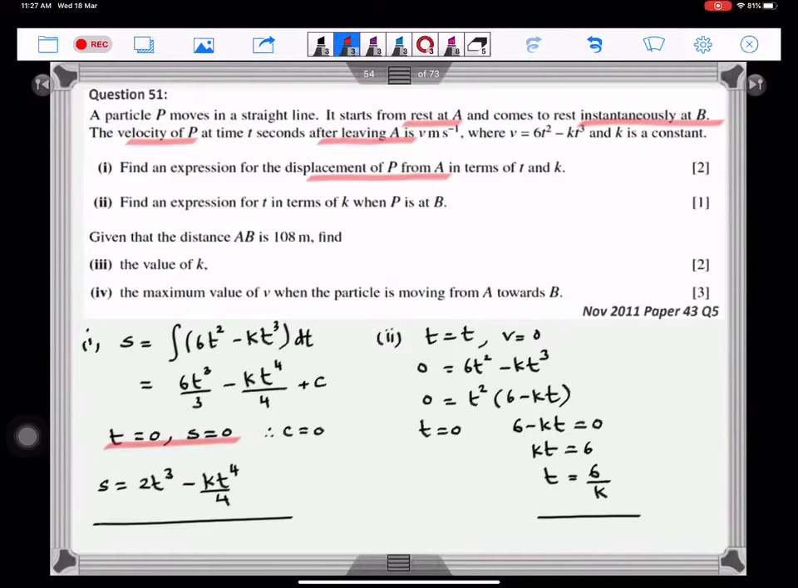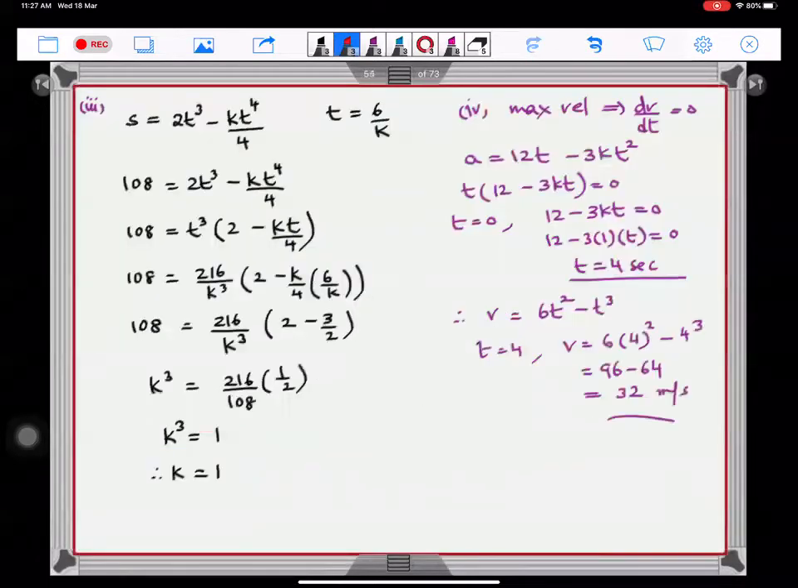Third part: given that the distance AB is 108, I can take the velocity equation and integrate it between the limits 0 and t and equate it to 108. But I don't need to integrate it because I already found the displacement equation, so that integration part is already done. 108 is 2t squared minus kt to the power 4 over 4, and t is equal to 6 over k. So wherever there is t, replace it with 6 over k. Solve it, and you find the value of k as 1. Done.